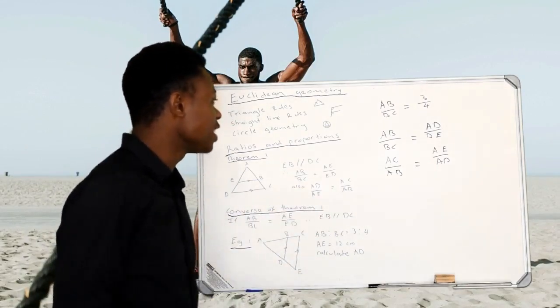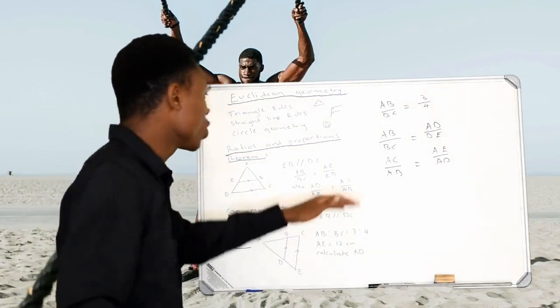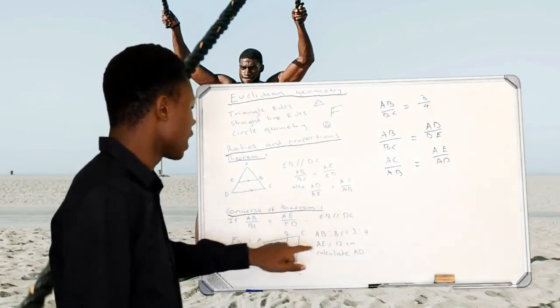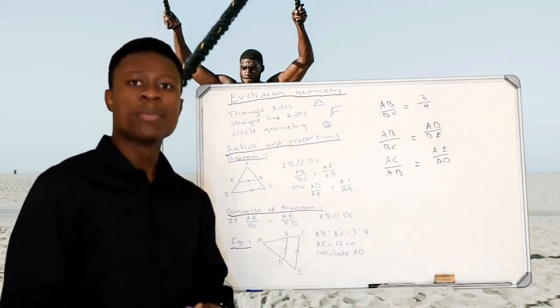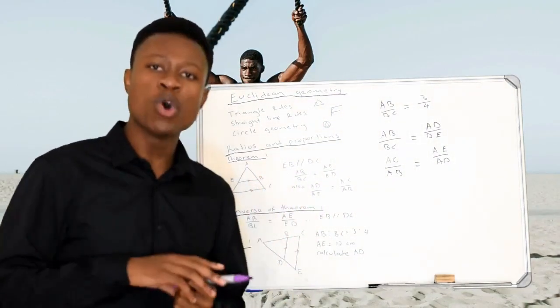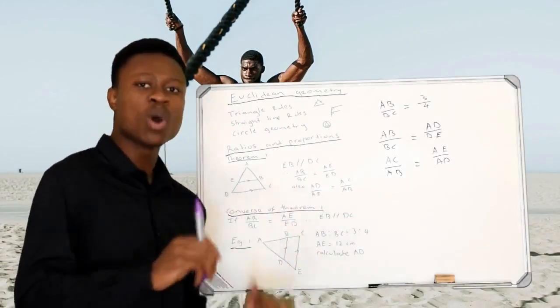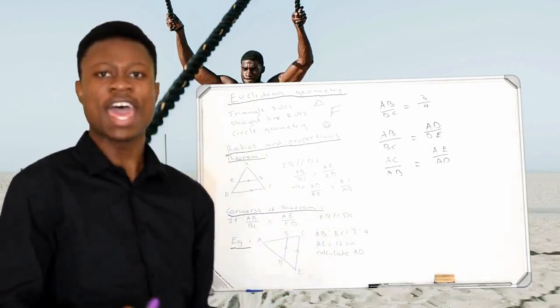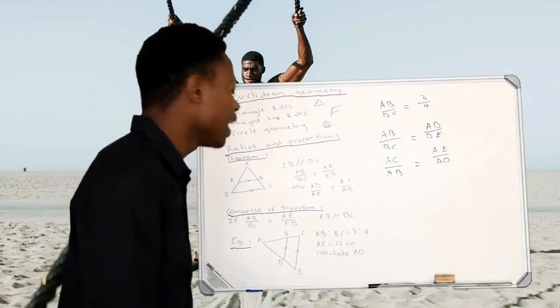Do I know what AC is? No. But can I calculate it? Yes, I can, because I can add all of the ones on this side. I can add AB and BC to find what AC is. Why can I add those? Because those sides are in proportion. So on this side, I only want to deal with proportions because that's what I only have. So to find AC, I add AB and BC.